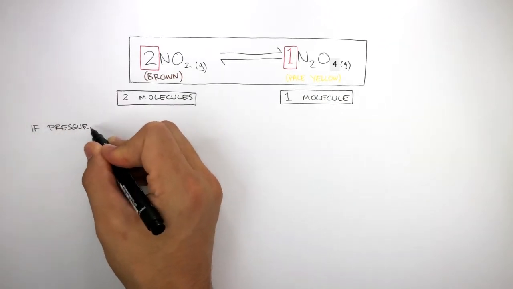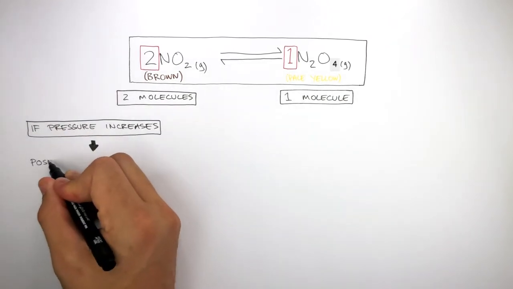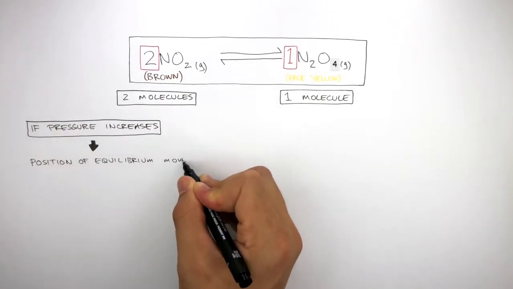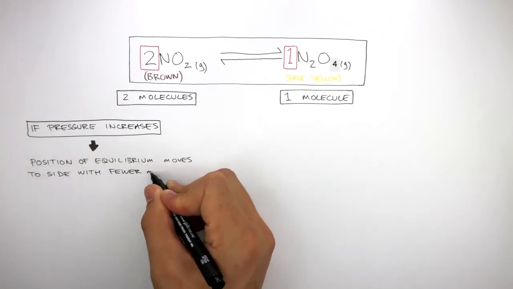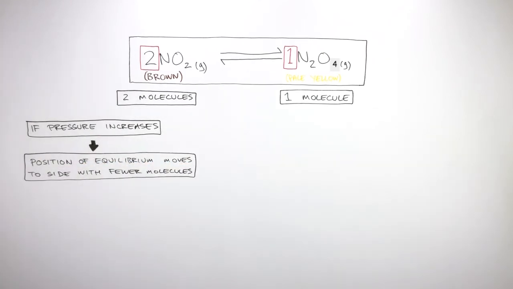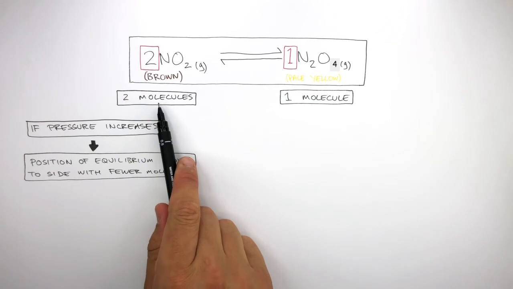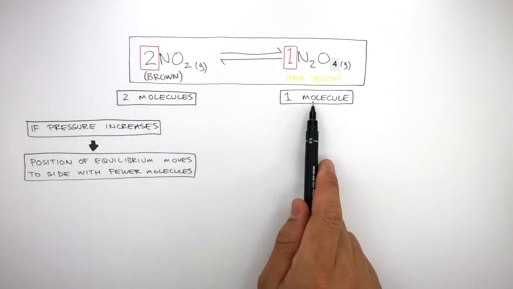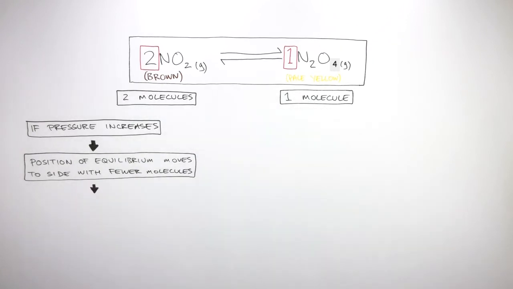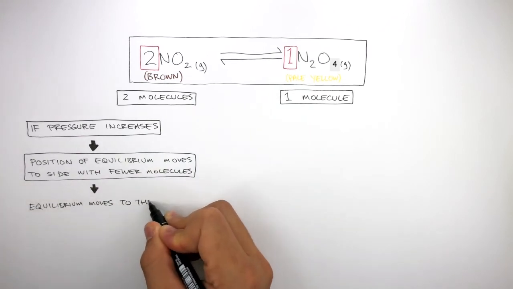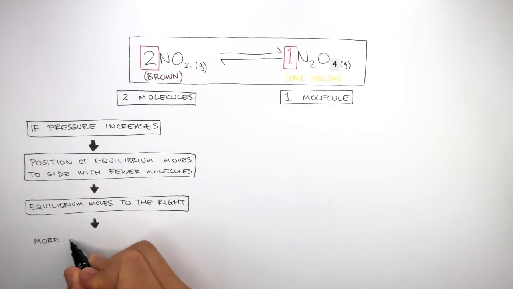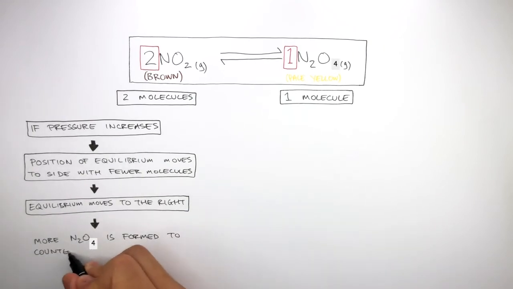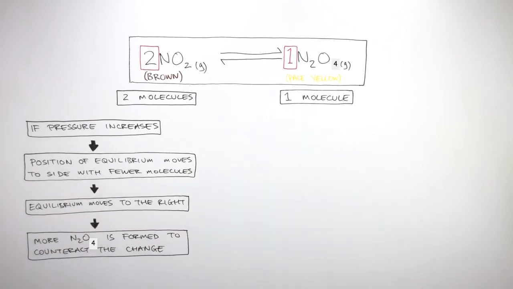If the pressure increases, the position of the equilibrium moves to the side with fewer molecules. The equation tells us there are two molecules on the left and one molecule on the right. So there are fewer molecules on the right. This means the equilibrium moves to the right. More N2O4 is formed to counteract the change in pressure.